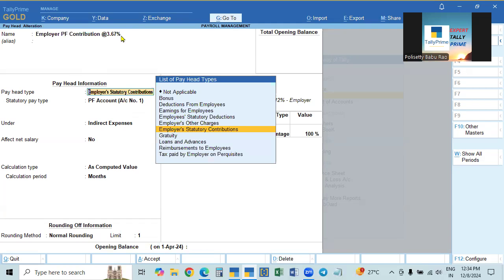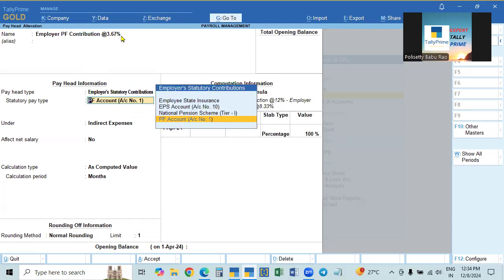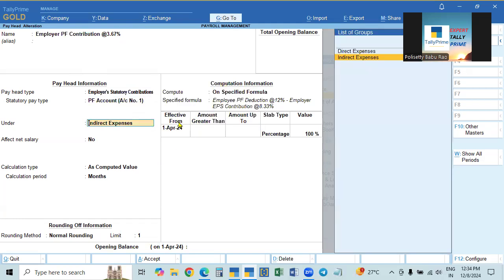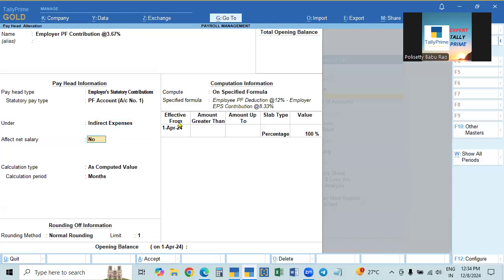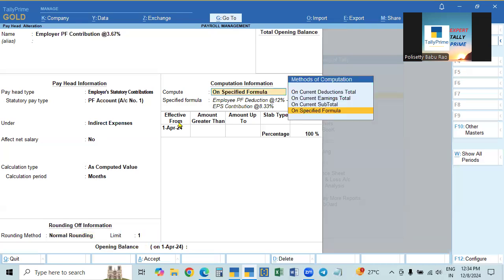So this is also a statutory contribution. The EPS portion is paid to the EPS account, and this is paid to provident fund account number 1. This is also paid from his pocket. Expenses indirect, and salary is not affected. This is also computed. Normal rounding. We will come here, and here how to calculate.